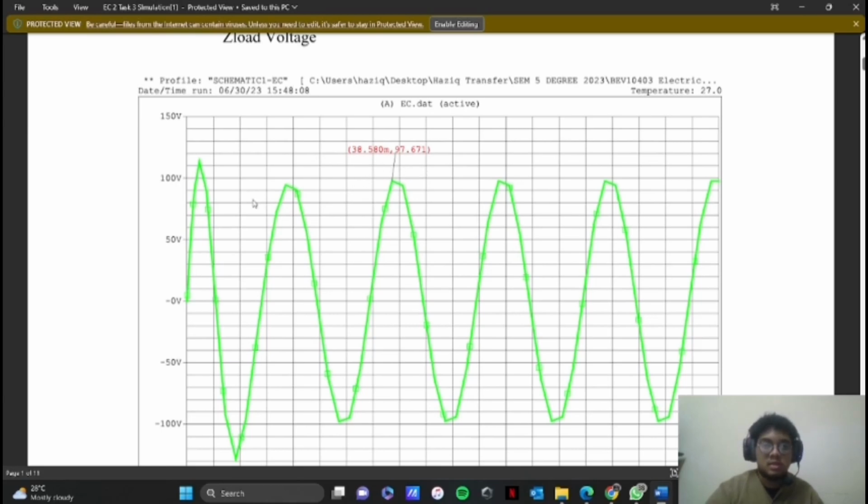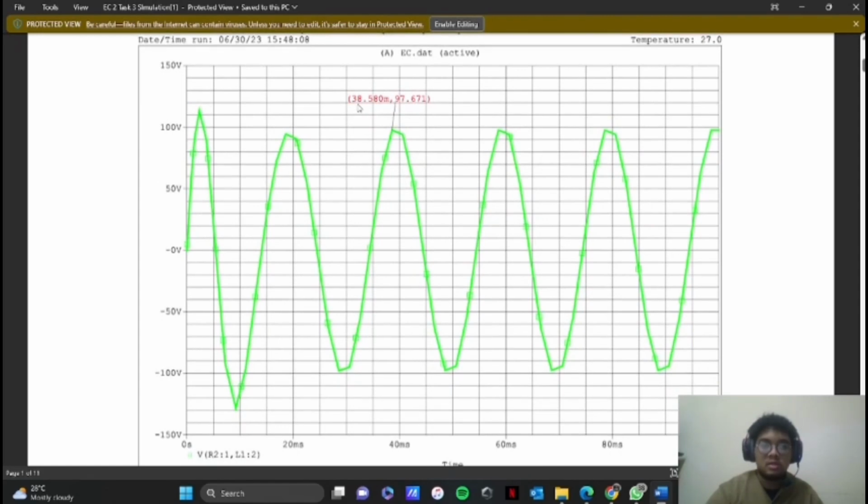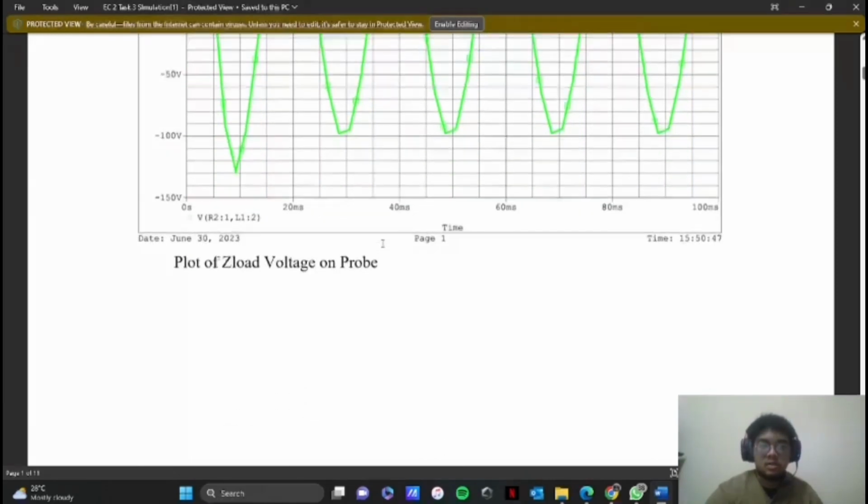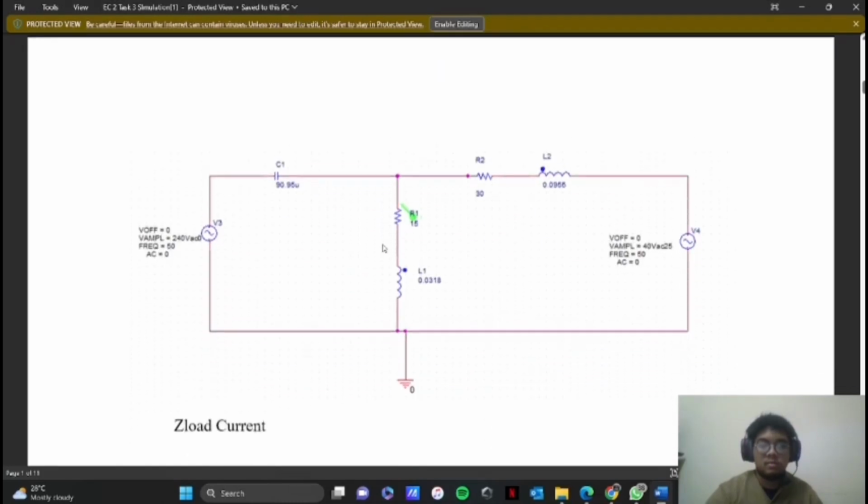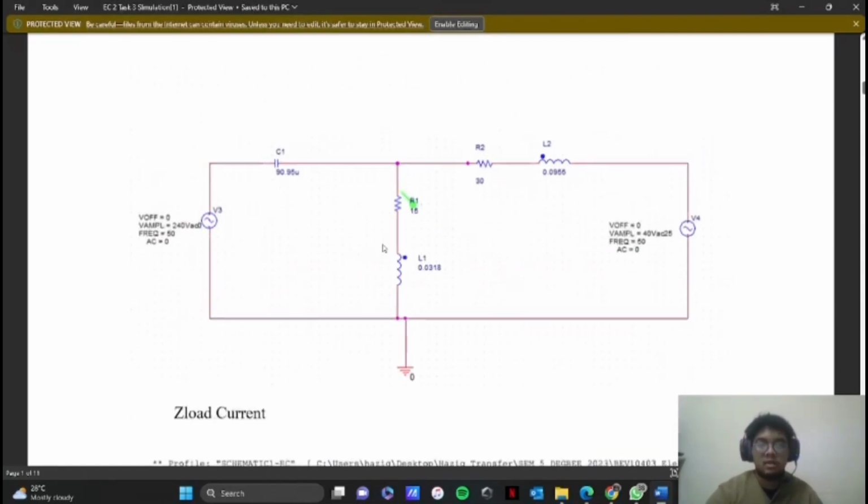As we can see, the V peak of this graph is 97.901, and the time delay is 38.58 milliseconds. Then we go through the plot graph of the Z current.